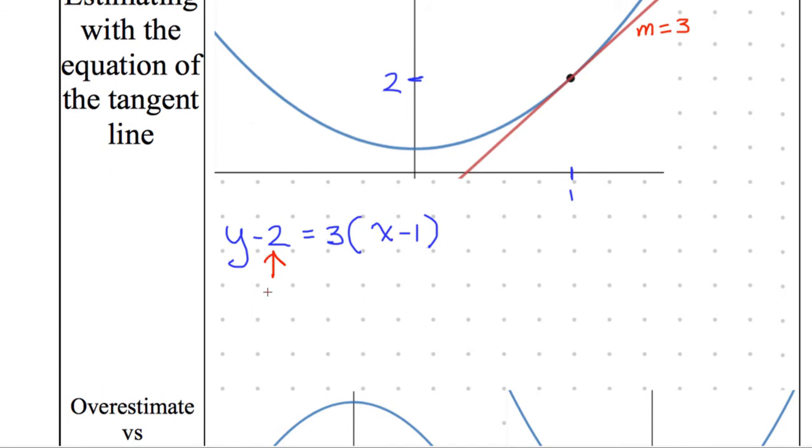That position was the y-coordinate. That position was f prime at the x-coordinate of 1, and that 1 came from the x-coordinate. We know where all of those came from.